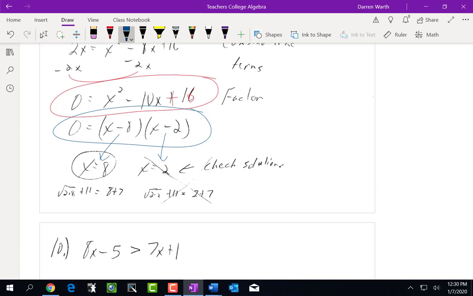And when I check each solution, I notice that when I substitute it back in the original equation, 2 times 8 is 16. The square root of 16 is going to be 4. And 4 plus 11 is going to be 15. And then that's 8 plus 7, which is also 15. So that solution worked. But notice the solution right here, the square root of 4 is 2. So it gives me 2 plus 11 equals 2 plus 7. That does not work. So we have to go ahead and cancel that one out. So the only solution to that one is x equals 8.